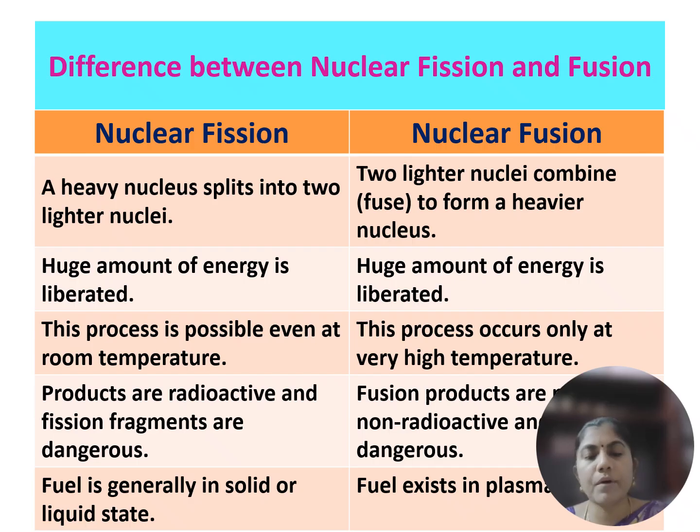Nuclear fission is possible at room temperature, but nuclear fusion is possible only at very high temperature. In nuclear fission, the products are radioactive and fission fragments are dangerous. But in nuclear fusion, the fusion products are non-radioactive and not much more dangerous. And in nuclear fission, the fuel is generally in solid or liquid state, but in nuclear fusion, the fuel exists in plasma state.